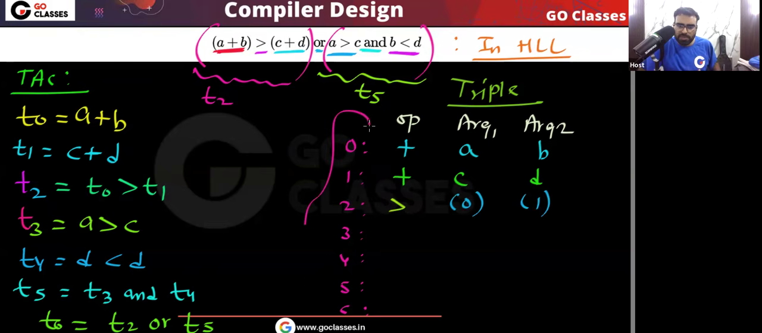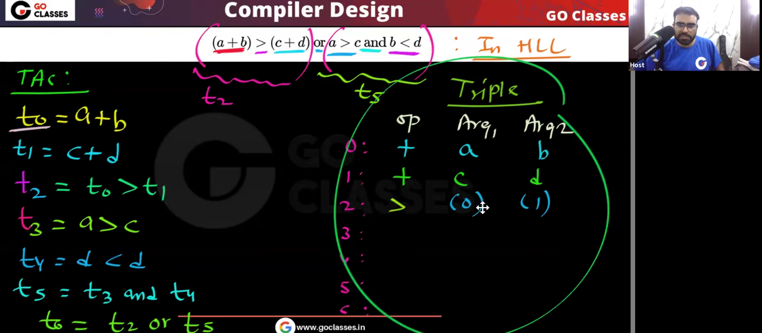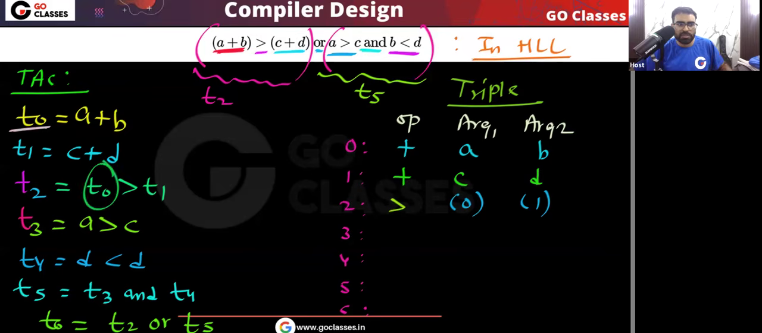Remember, in the triple representation, these positions they start from 0. That is the reason these temporary variable numbering I have started from 0. You can see that I have started from 0 onwards. Okay, so that I can easily create the triple representation, because you can see t0 means position 0, t1 means position 1. Okay, let's see the next.